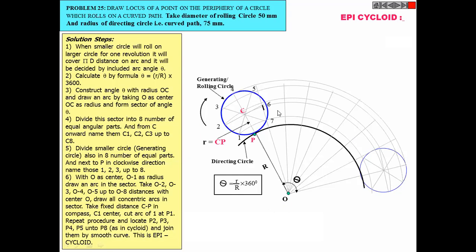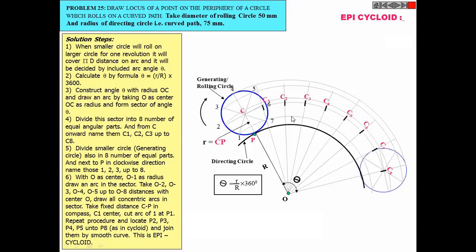Now we will give names to all these points, the same way as we were doing earlier: C1, C2, C3, etc. Like this. Fine. Then we will start marking. How much will be the radius of the marking arc? What will be the radius of marking the arc? Answer me. CP. Correct. CP.